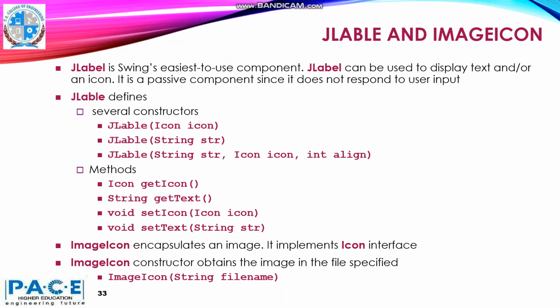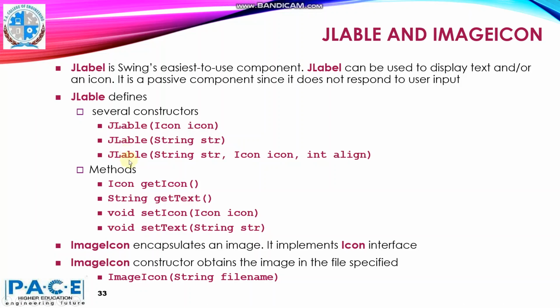The JLabel class defines several constructors. The first constructor takes a parameter for the icon, so you can display an icon in the JLabel. That icon you can specify as the parameter. Another constructor lets you specify a string, and that string will be displayed in the label.